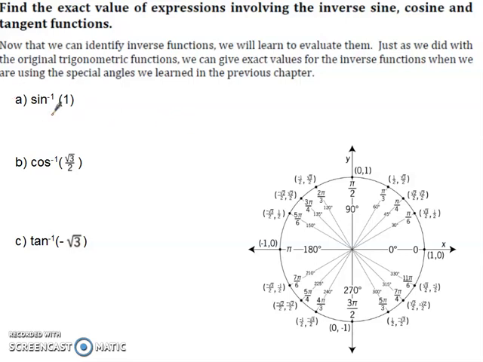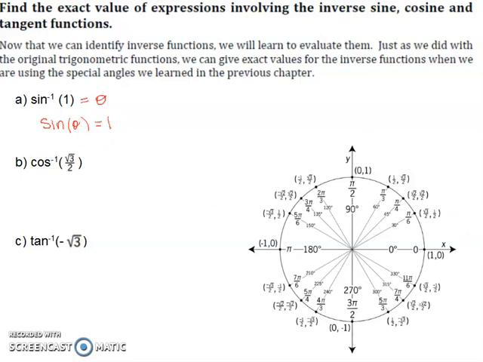So we are going to first find the value of inverse sine of 1, which means, since we're finding inverse sine, that I want to know the angle that gives me a sine value of 1. In other words, sine of some angle theta is equal to 1, and I want to know what theta is.